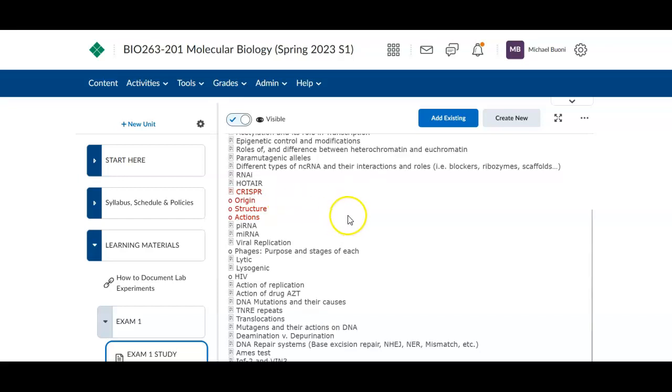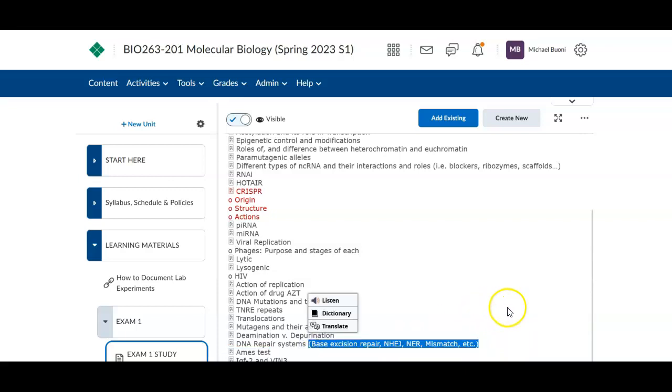Again, we talked about viruses. Definitely you want to understand phage replication, and of course the differences between lytic and lysogenic. Then moving down the line, I'm not going to go over each one of the rest. DNA repair systems, you definitely want to spend a little time on those, so you are familiar with how they work.